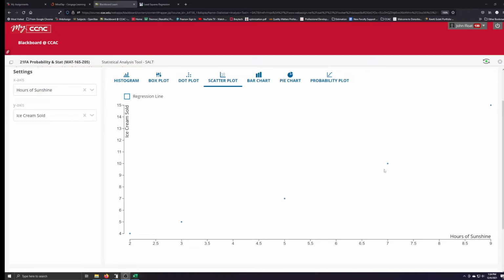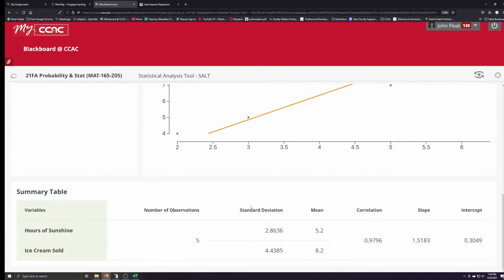But you can see right here that we have all of our data points, and if I click this box right here that says regression line, I get that line again, okay? And most importantly, if I zoom in and scroll down, notice, here's our information that we need right here. We've got our slope, and we've got our y-intercept. Now, I'm going to show you how to generate these numbers, okay?